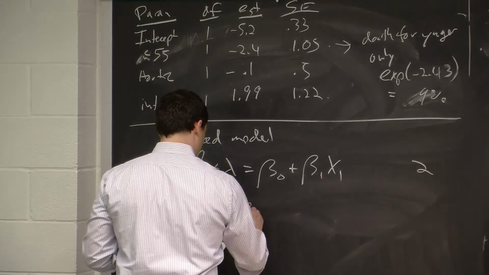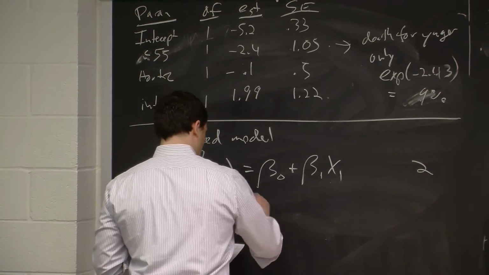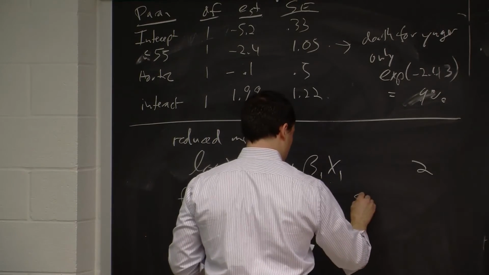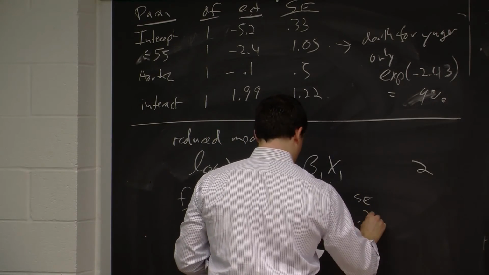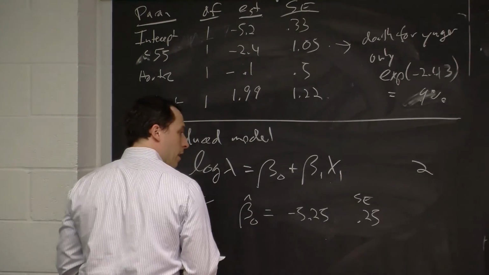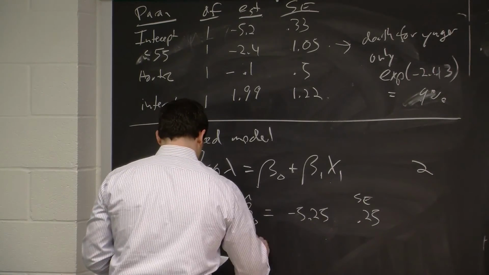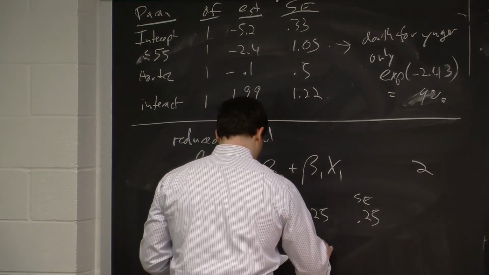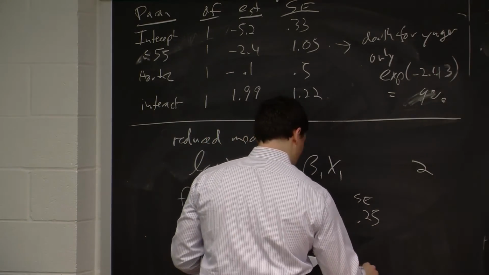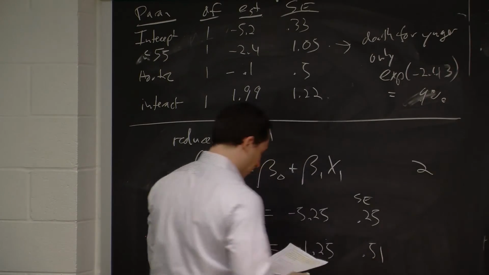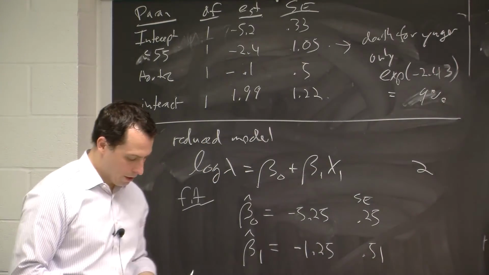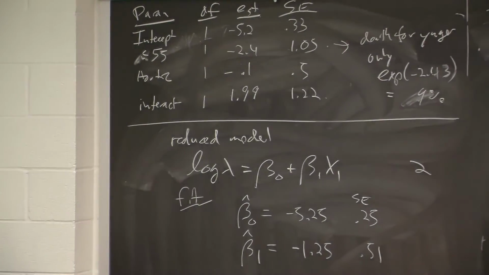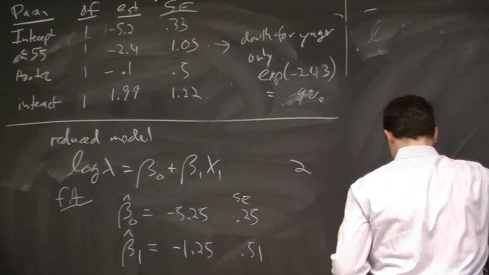Let's see, we get beta naught estimated at minus 5.25 with standard error 0.25. That's a pretty good significance. And beta 1 hat to be minus 1.25 with a standard error of 0.51. Also pretty good. And you could get its fit statistics.